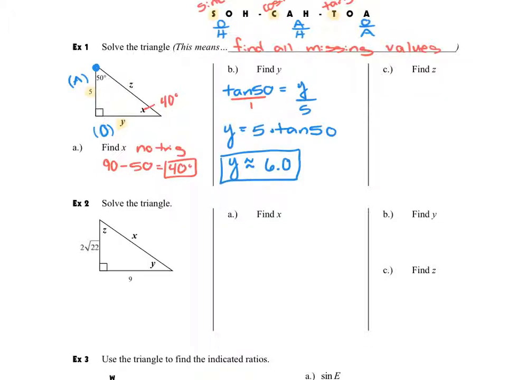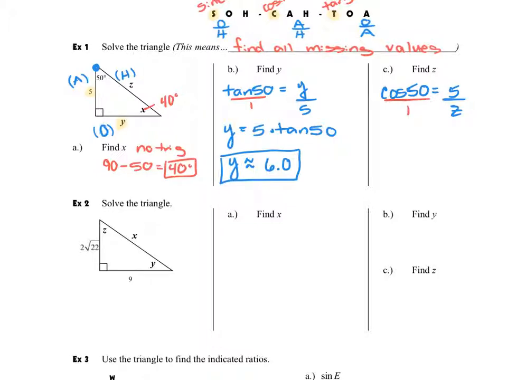Now, when I want to find z, I still know the measure of the adjacent, but now I want the measure of the hypotenuse. So I know the adjacent, I want the hypotenuse. Looking up above, that's cosine. So cosine of 50, remember the adjacent needs to go on top, so now the 5 goes in the numerator and the z goes in the denominator.